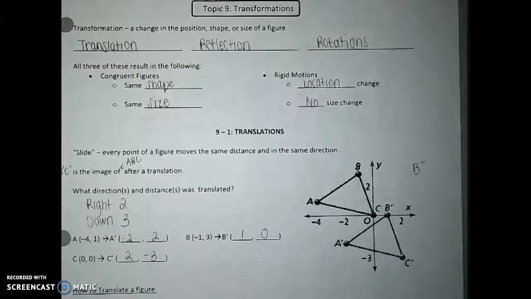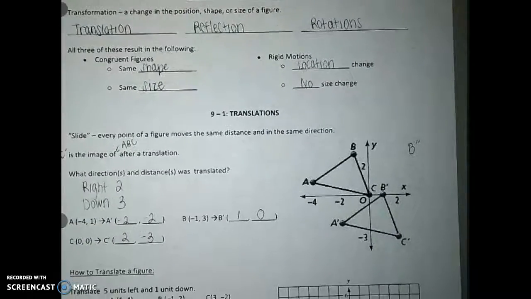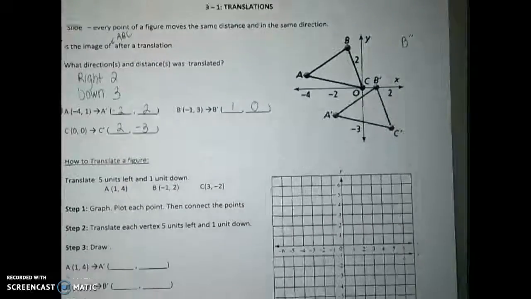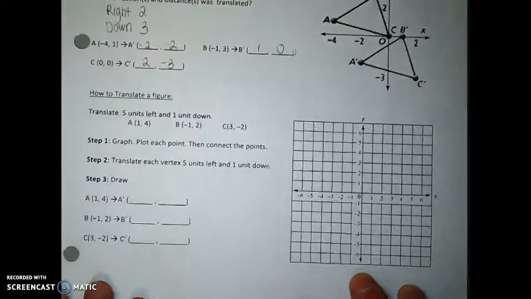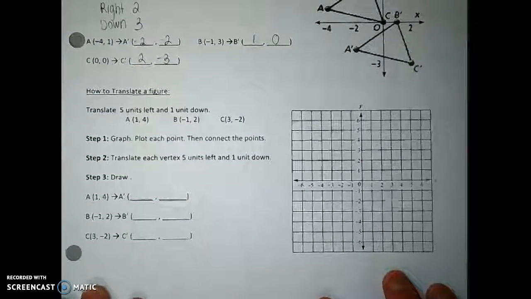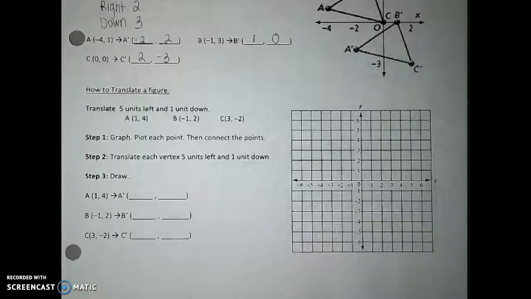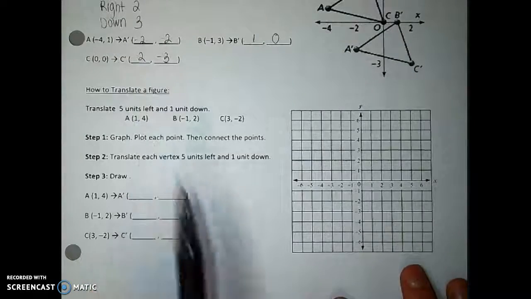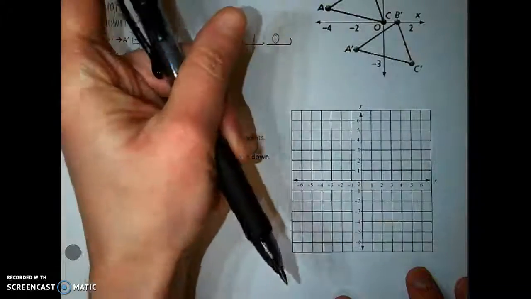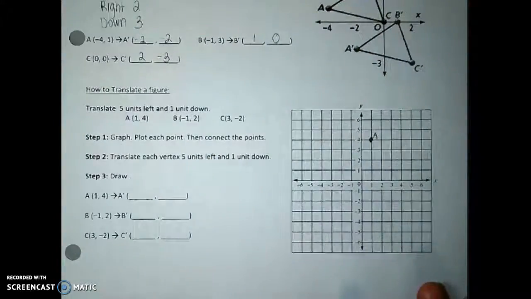Now, next thing that we're going to look at is how we translate figures. So far we just looked at what translation has occurred, but now we're going to pay attention to how to actually translate our figures. So notice with this example it says, translate 5 units left and 1 unit down. So we're going to start off by, like it says in step 1, graphing and plotting each of our points. So we see that A is at 1, 4. So at 1, 4 we're going to plot our point, and we're going to mark that as A.